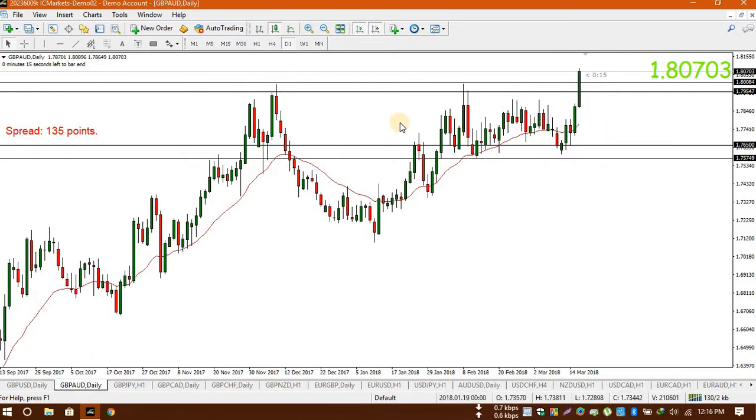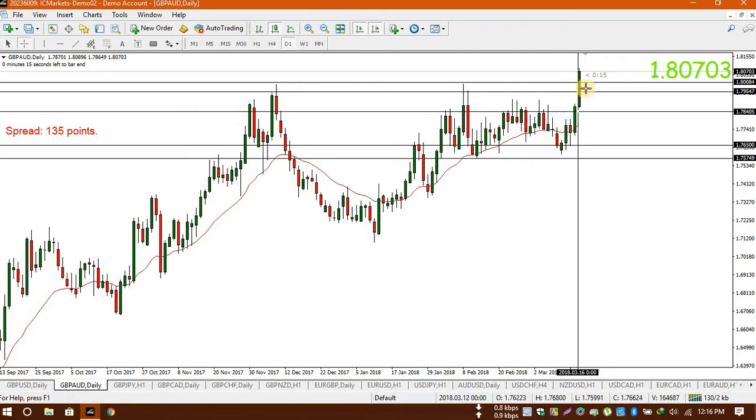So here, the first thing that happened last week: this level, this area, acted as resistance. It has been broken, and what was resistance here has become support here. So that is considered a good level. As long as the market is staying above the level, we will look for buys from this area.